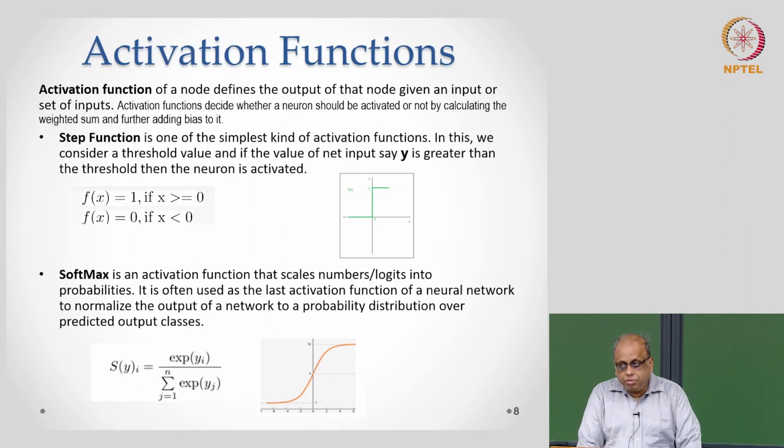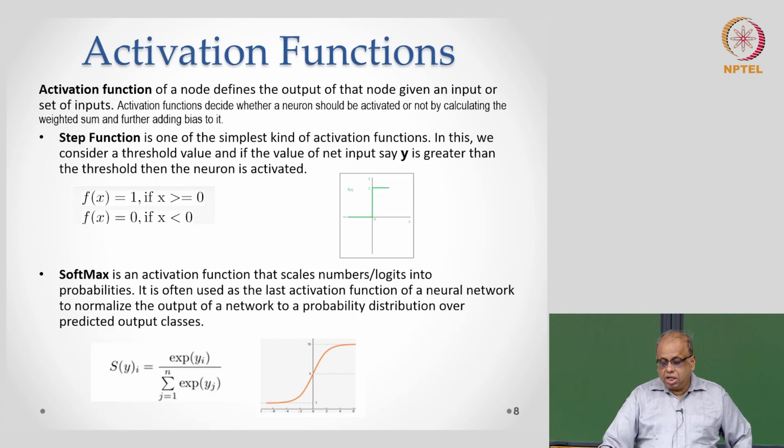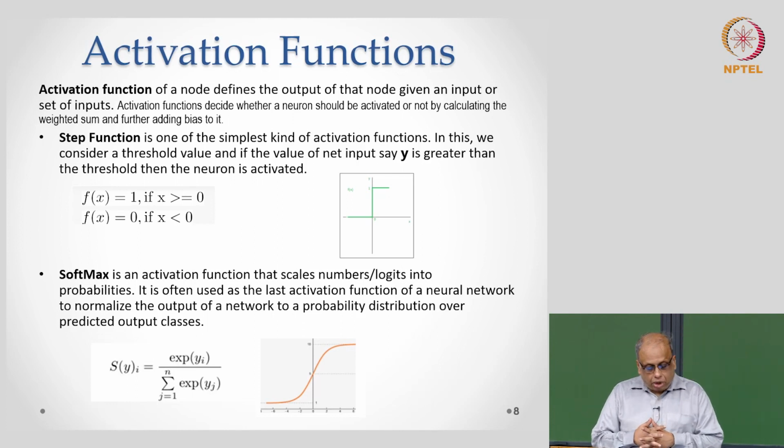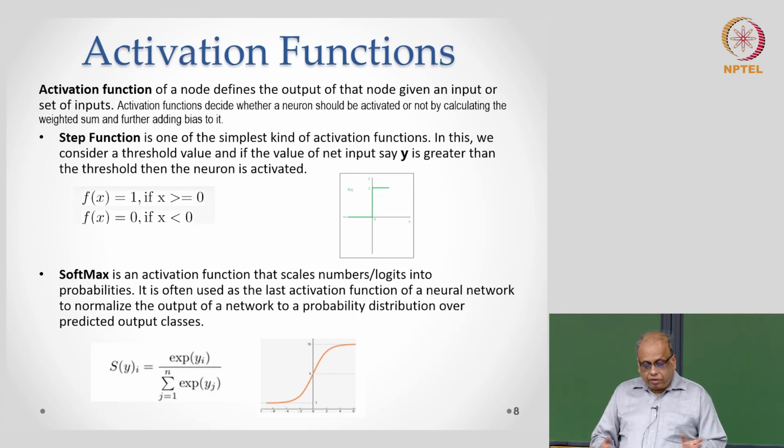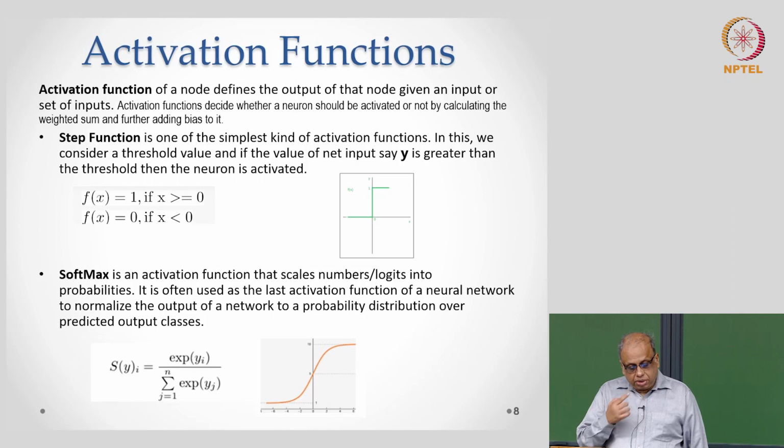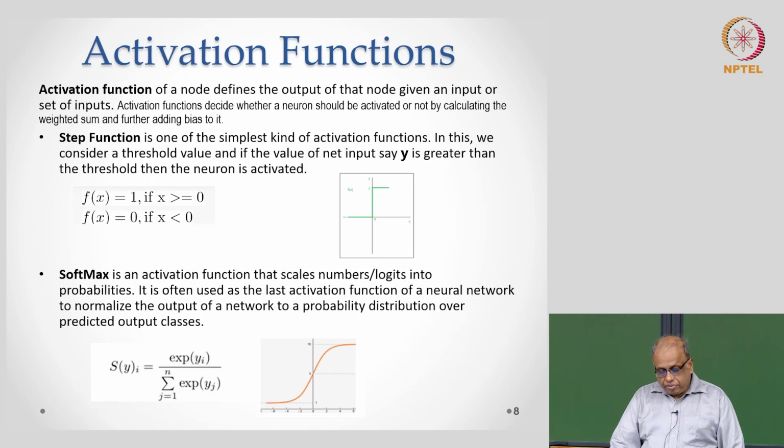But what is much more common is a softmax function. Okay, so it scales numbers or logits into probabilities. So here you have a probability, and the probability values are determined by the output that you get. So what happens is the output may be a number, and from there you get a probability distribution using this function. Okay, so this is a very common activation function that is used.